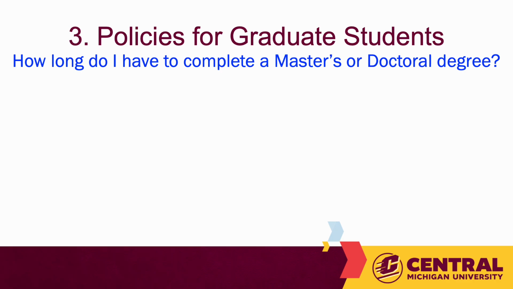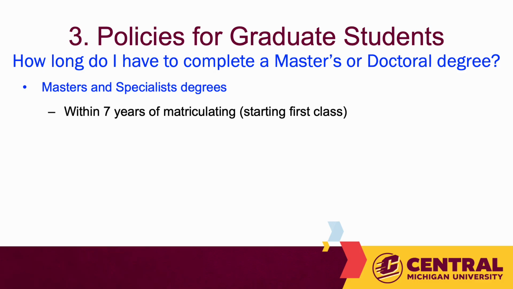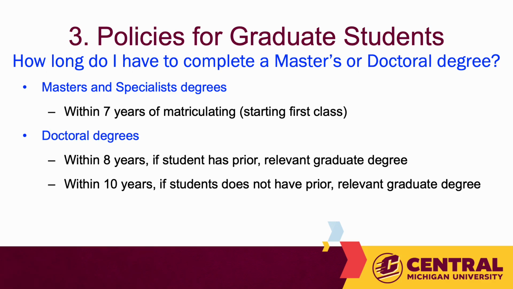So how about how long you have to complete your degree? If you are a master's student, or a specialist student, or you're here completing a graduate certificate, you have 7 years to complete your degree. If you're here completing a PhD or a doctoral degree, and you have a previous master's degree, then you have 8 years to complete that degree. If you do not have a previous master's degree, then you have 10 years to complete that doctoral or PhD degree.